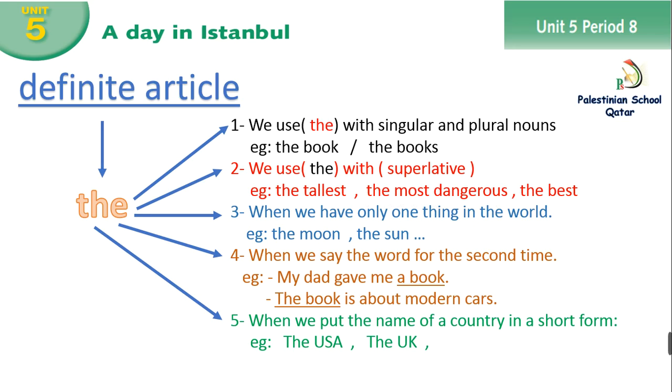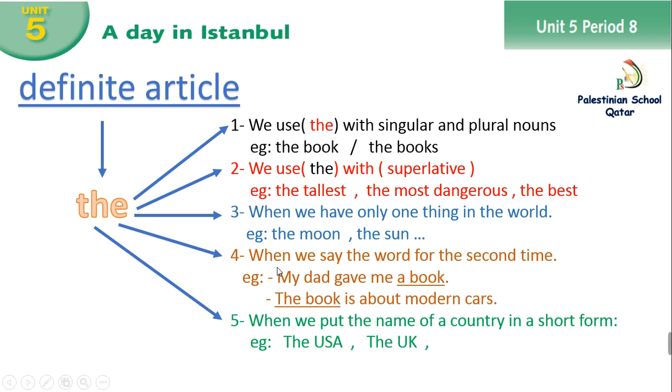the best. Number three, we use the when we have only one thing in the world, one thing in the world and nothing except this. If you say it, everybody knows it is one. For example, the moon, the sun. So when we have, how many suns do we have? We have only one sun. How many moons? We have only one moon. So when we say the moon, the sun, it is because it is one thing in the world.